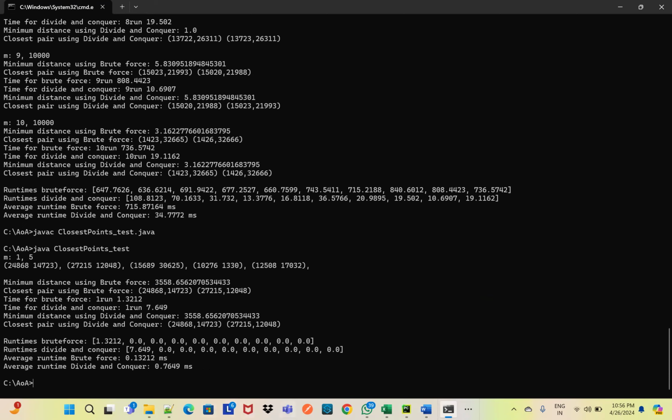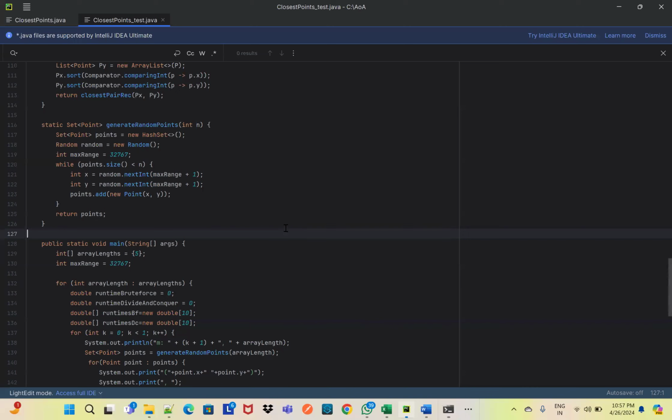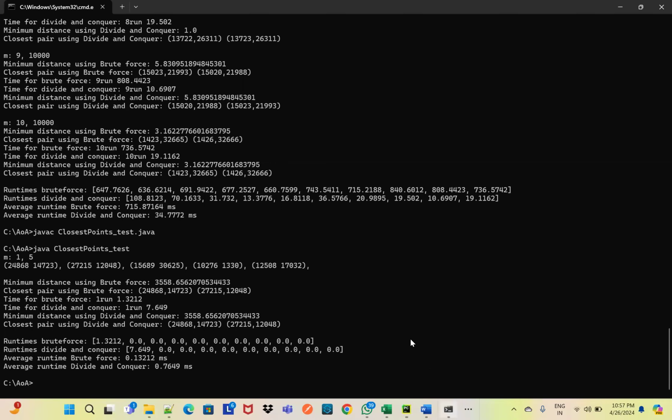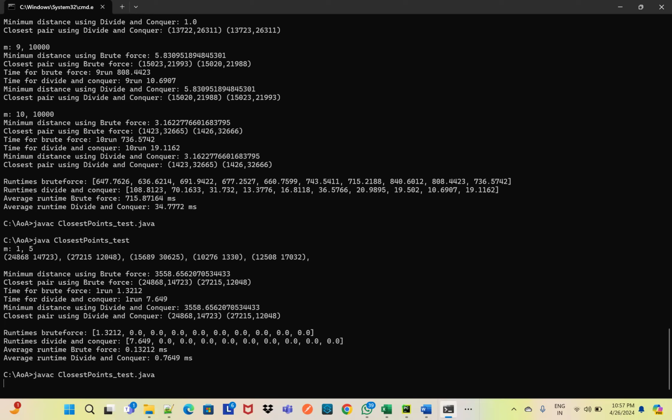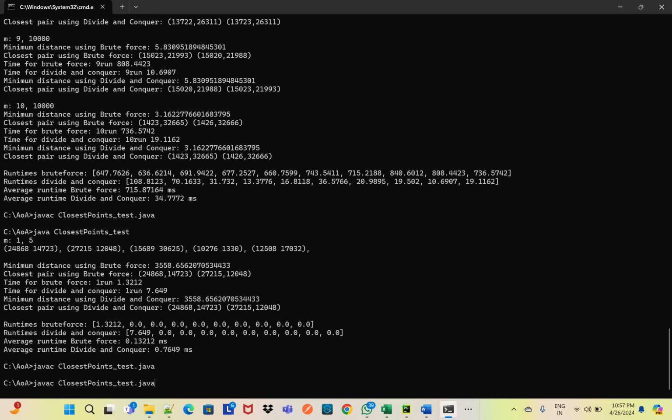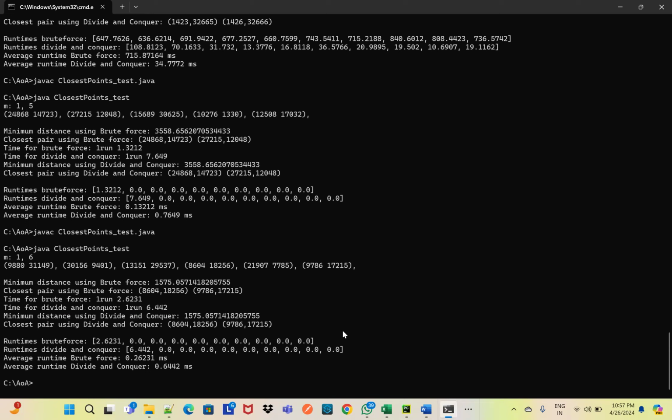Now I will test again with another value. Now I'm taking n equals 6. Here we find the same thing. We see the minimum distance is the same using divide and conquer and the brute force algorithm. And we can also see the closest pair is the same using the brute force and the divide and conquer algorithms.